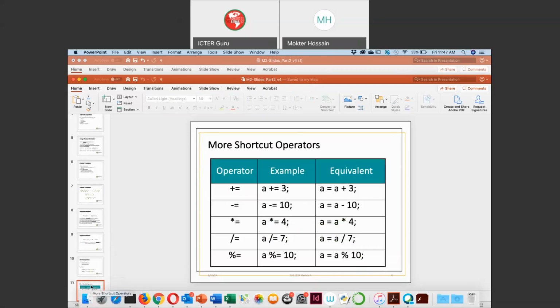There are some other shortcut ways, for instance, plus and equal. In this case, you cannot use a space in between. The plus and equal should be together. For instance, a plus equal 3 is equivalent to a equal to a plus 3.